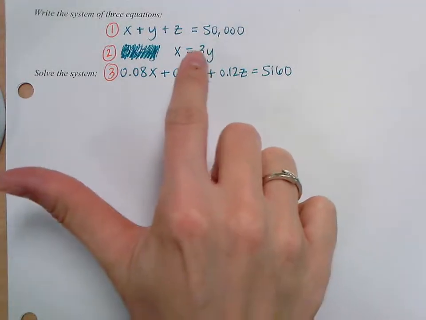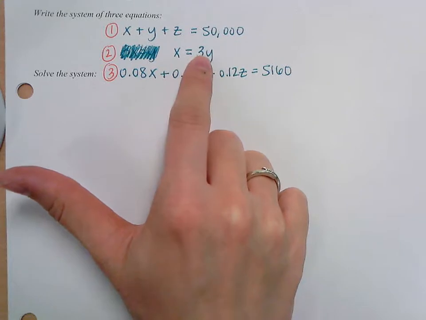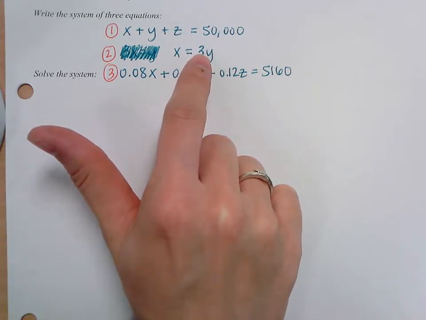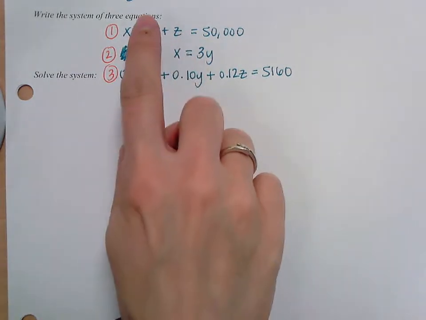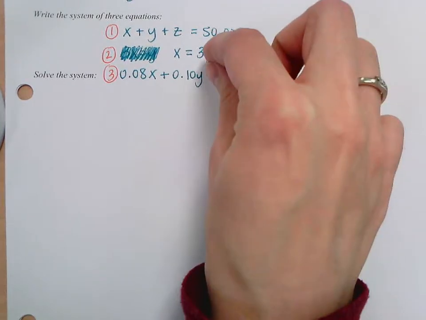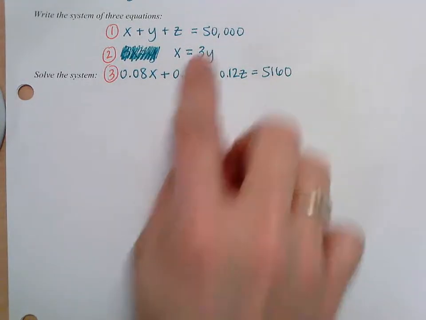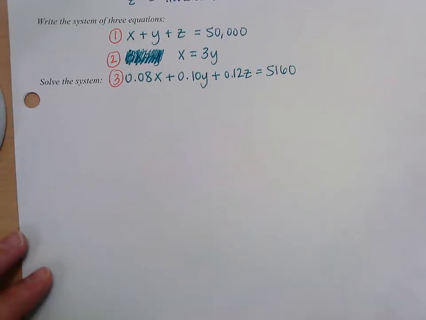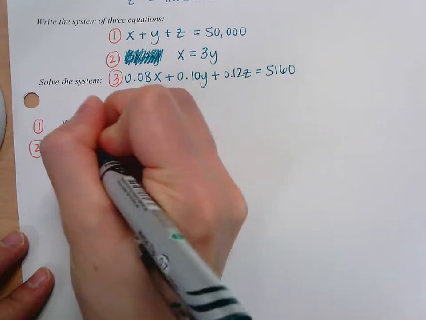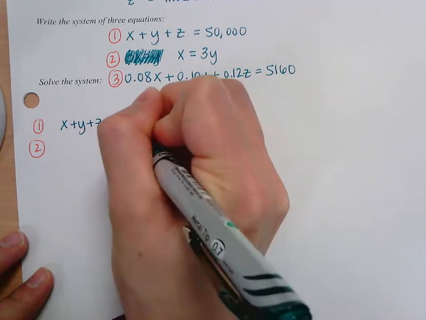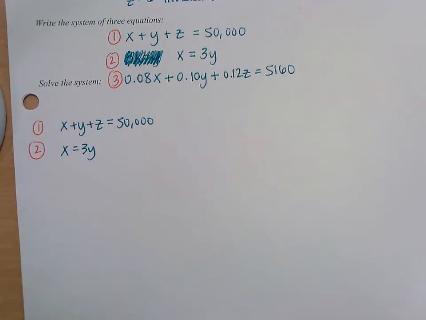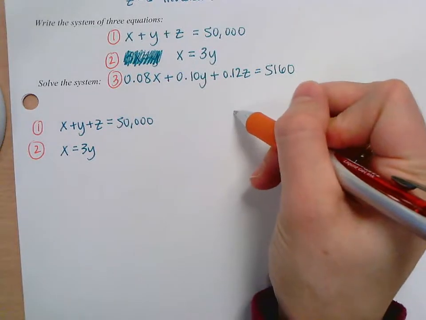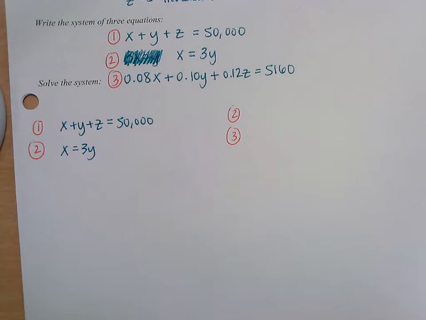When you have an equation that only has 2 of your variables, like this one, what I'm going to do here is my 2 pairs of equations. I'm going to use equation 2 with both 1 and 3. So I'm going to pair 1 and 2 together and 2 and 3 together. So I'm going to keep equation 2 with both of the other ones. So if I have equations 1 and 2, so x plus y plus z is 50,000, and then x equals 3y. And I'll just write this right away as well. 2 and 3 is my other pair.